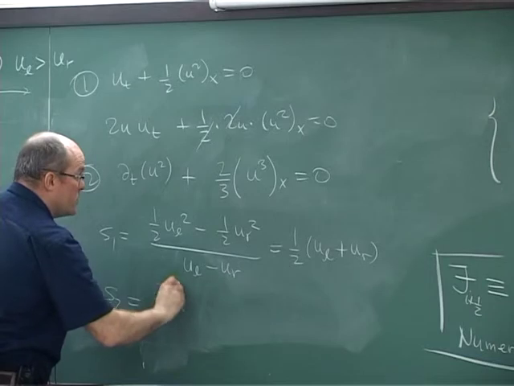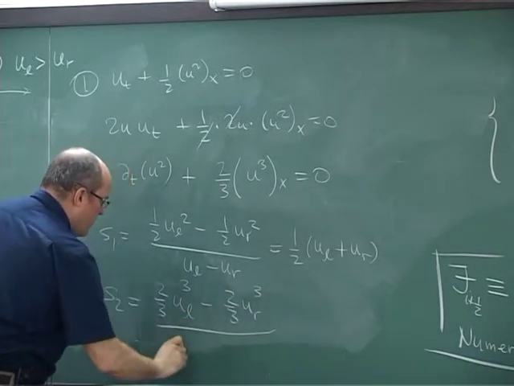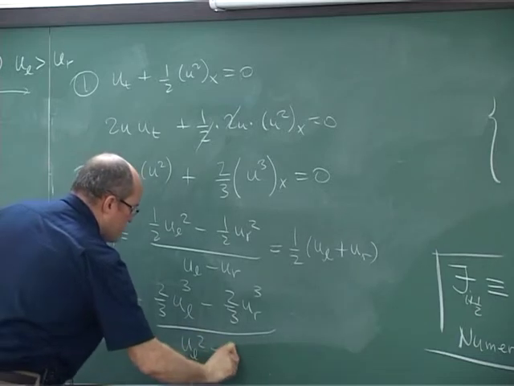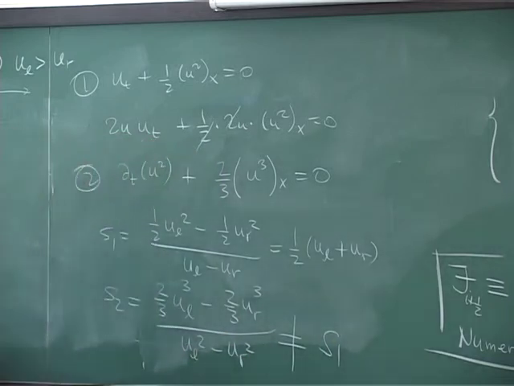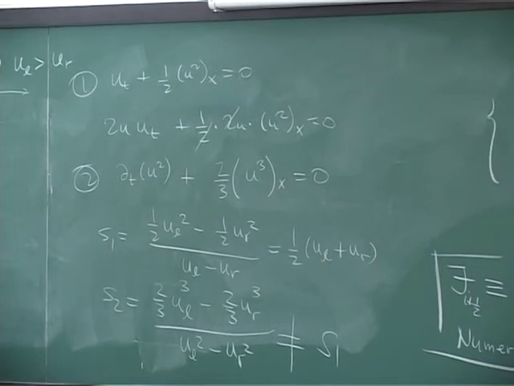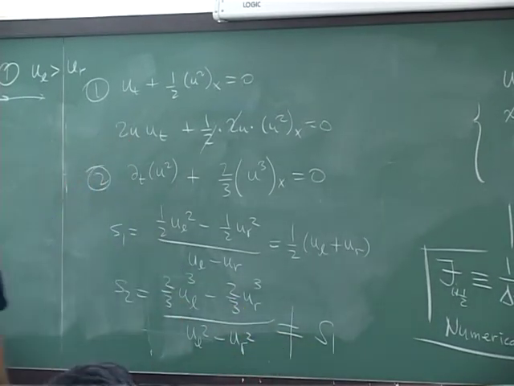I got 2/3 u_left cubed minus 2/3 u_right cubed over u_left squared minus u_right squared. This is not equal to S1. And so by changing this, if we look at the weak solutions, just by transforming the problem, we got the wrong solution. We got a shock speed that is not correct. So this is an example of the case where there can be more than one weak solution that's available.